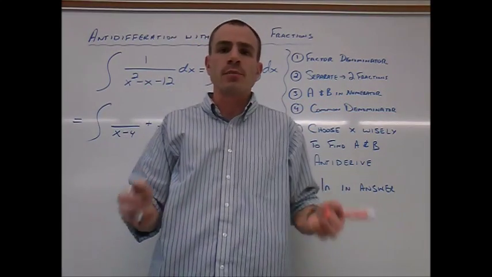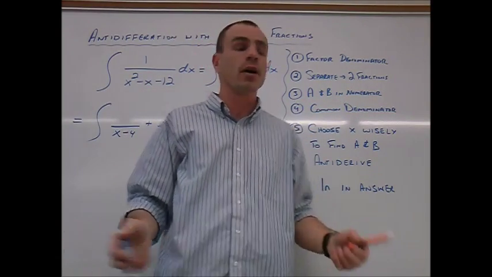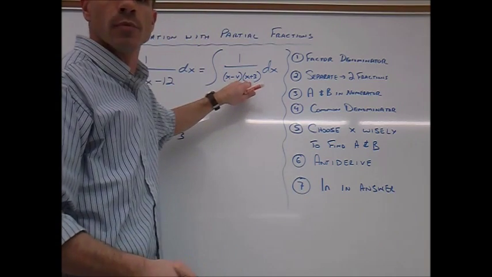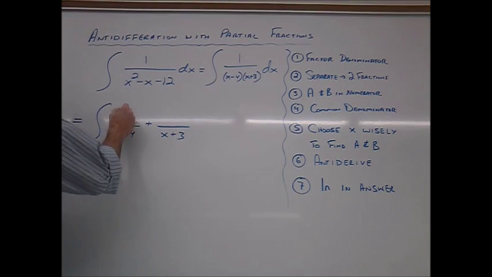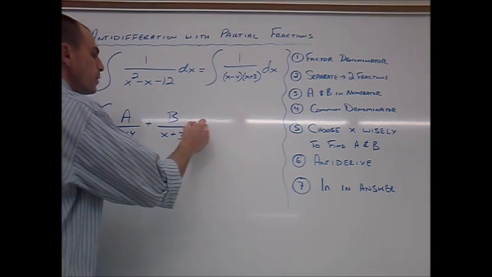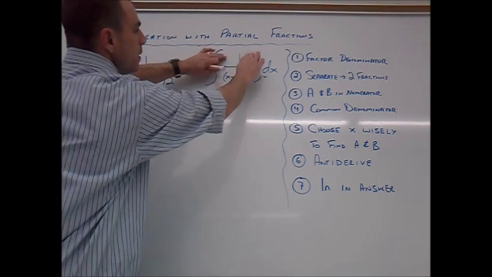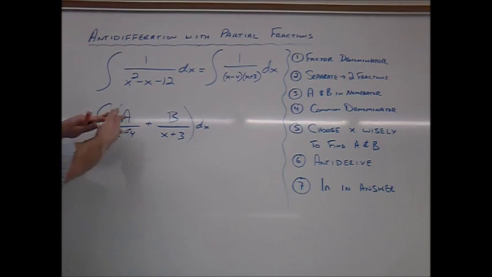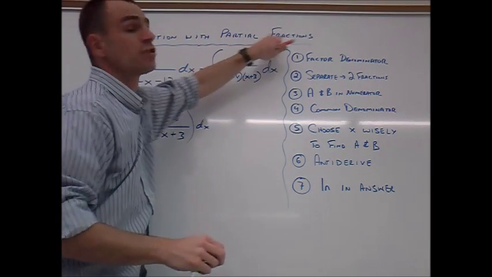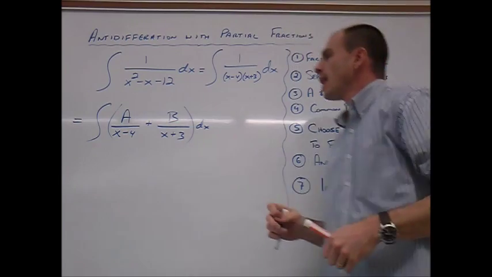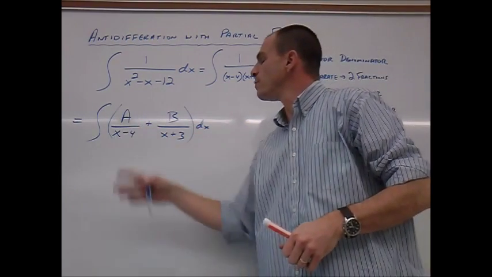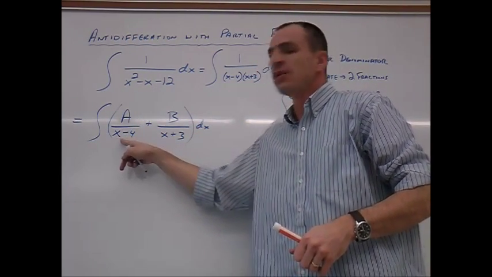That's a standard practice, but ultimately you can pick whatever two letters you want as long as it's not x, because that's already being used. All right, so if you want C and D, go for it. But we've got A, we've got B, we've got a dx at the very end, and what we've done is we've just taken this single fraction and we've broken it up into two partial fractions, okay? And now we're going to work with this because this is something we can do an antiderivative of.